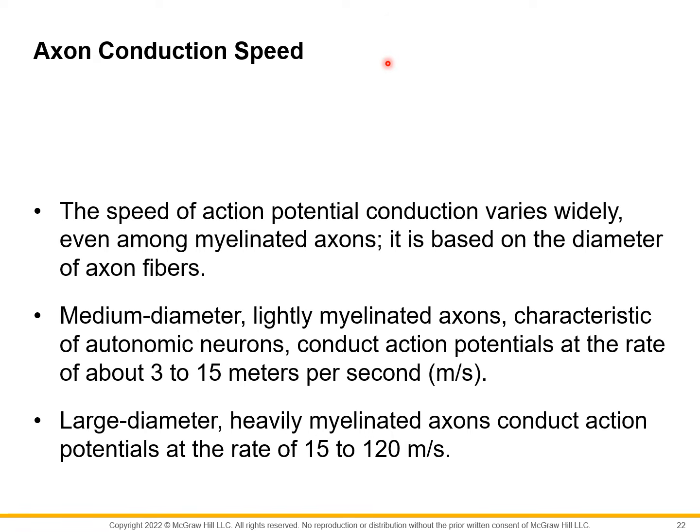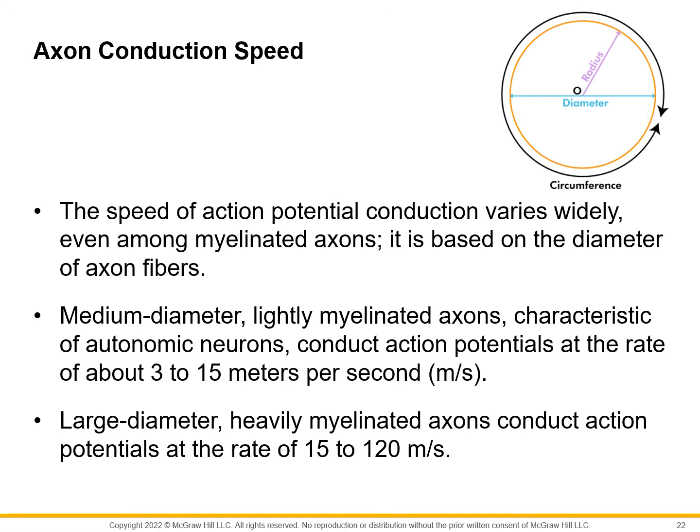Now, how fast are action potentials conducted from one cell to another? As it says here, there is a great variation based on the diameter of the axon fibers. So for those of you who already forgot their geometry, ito po yung ibig sabihin ng diameter. It's the length of a line through the center that touches 2 points on the edge of the circle, as you can see right here in this pop-up illustration.